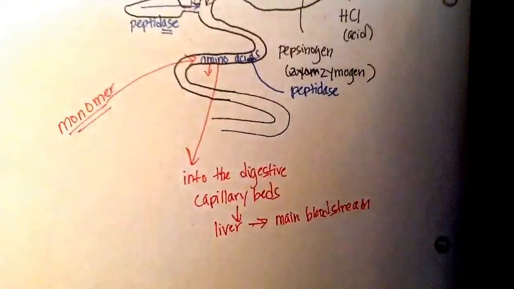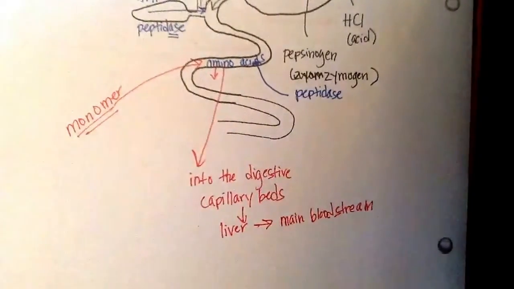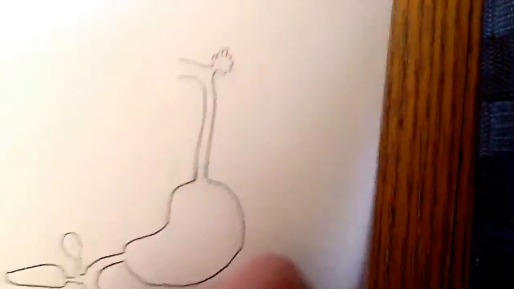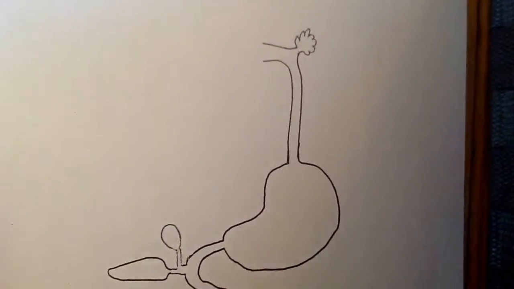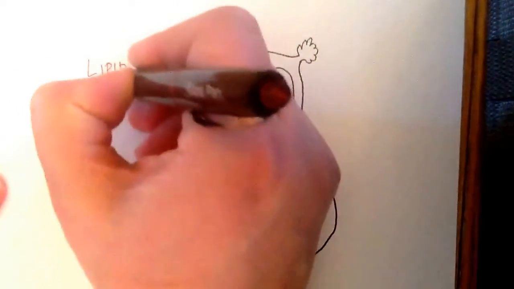So now let's look at fats. And fats, or lipids, have a little bit different process. So let's take this one away. And now we're going to start over again, and we're going to do lipid digestion.